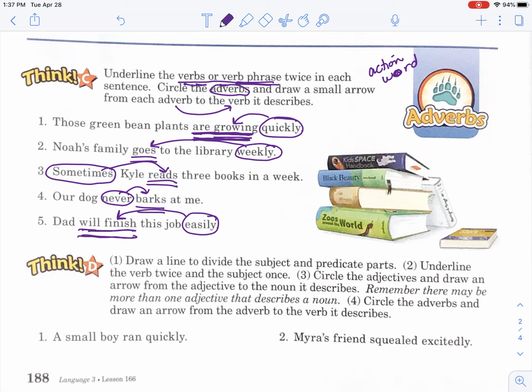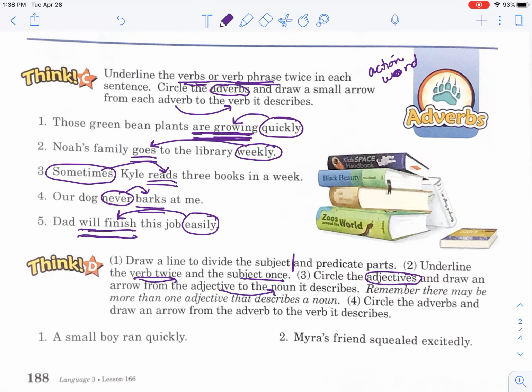But sometimes, since we haven't done it a little bit, it might not come back so easily. Okay. This has lots and lots of instruction. So let's see all the things that we need to do. Draw a line to divide the subject and the predicate. Underline the verb twice, subject once. Circle the adjectives, and draw a line from the adjective to the noun it describes.